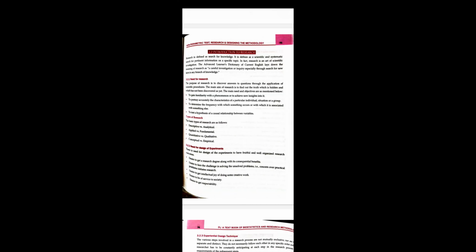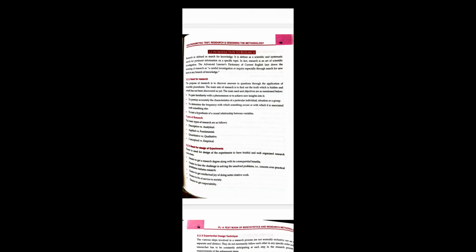Research degree, always, along with research, what other activity should automatically be added? Research degree with the consequential benefits. Second one is decide to face the challenge, any challenge, solving any unsolved problem. Whatever the unsolved problem is, you must solve that whole problem.